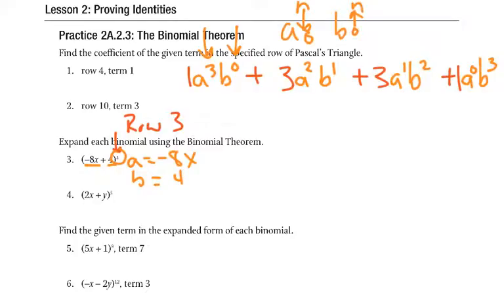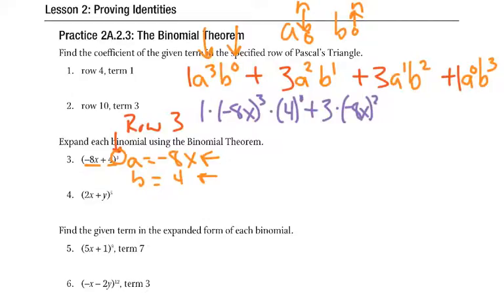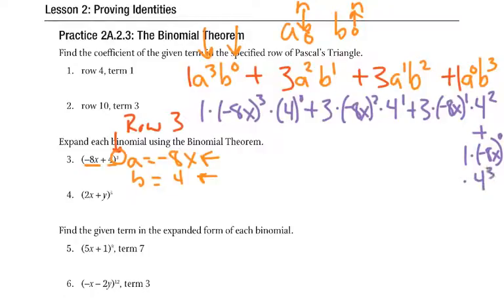Okay, now, since I know what that should be, I'm going to put this information in for A and B. So I get 1 times negative 8x cubed times 4 to the 0 plus 3 times negative 8x squared times 4 to the first plus 3 times negative 8x to the first times 4 squared plus 1 times negative 8x to the 0 times 4 cubed.